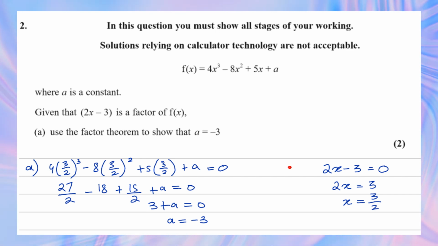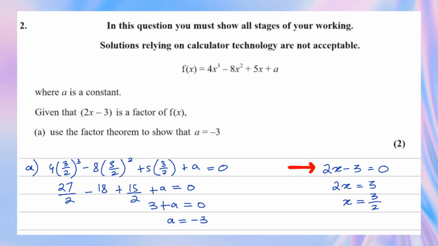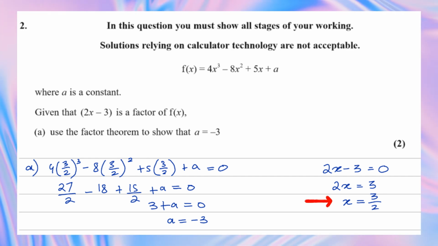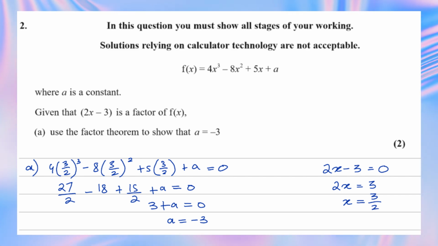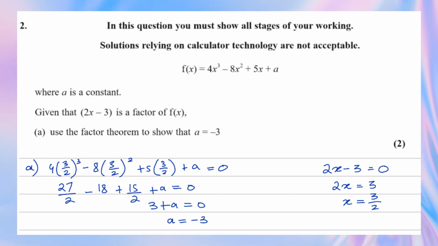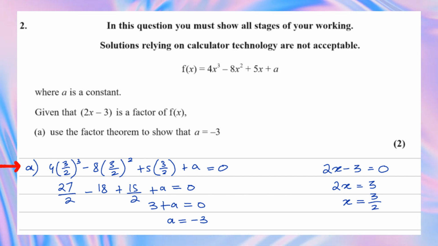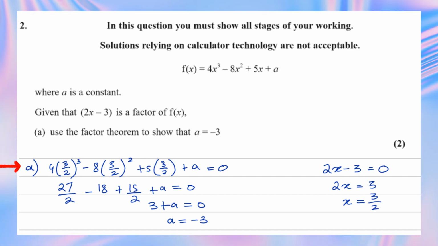To solve this, first set 2x minus 3 equal to 0. Then solve for x. Add 3 to both sides. Then divide both sides by 2. This gives us x equals 3 over 2. Now we substitute 3 over 2 in place of x in f of x. This gives us 4 into 3 over 2 cubed, minus 8 into 3 over 2 squared, plus 5 into 3 over 2, plus a equals 0.